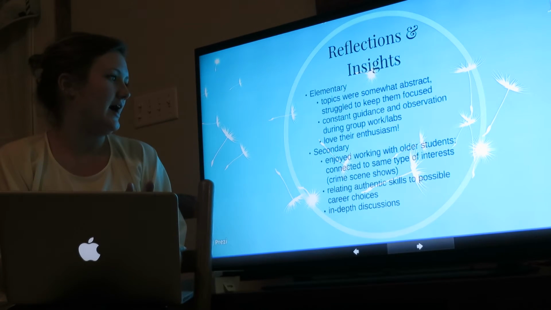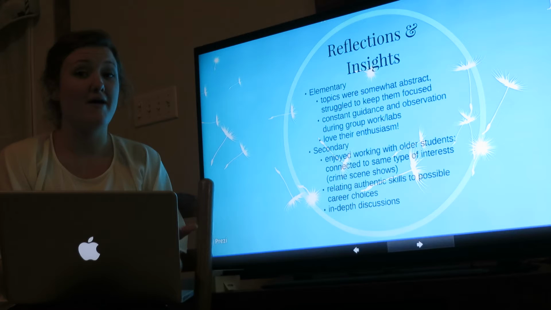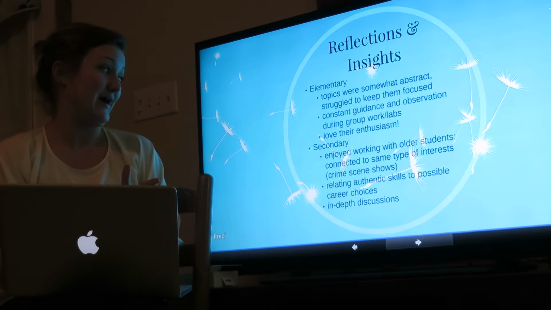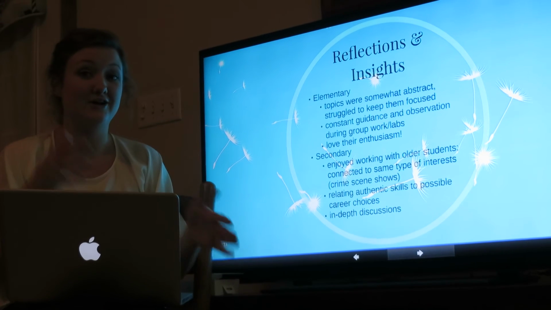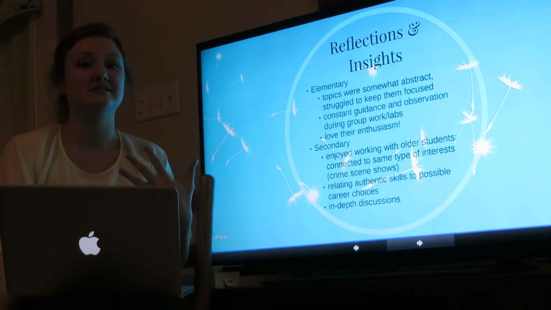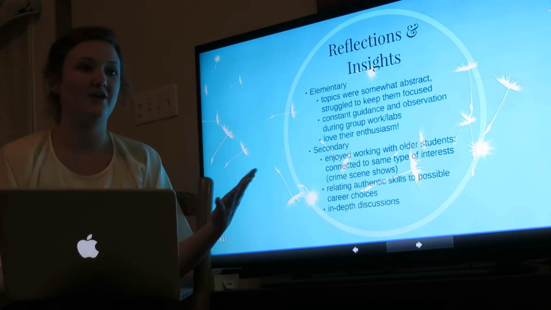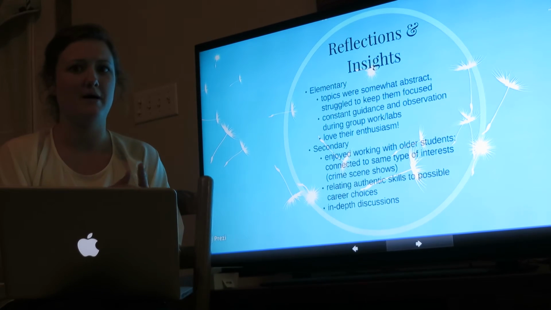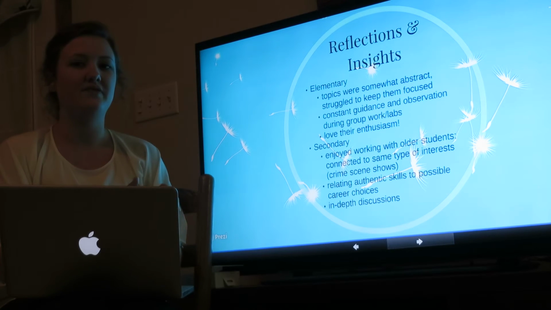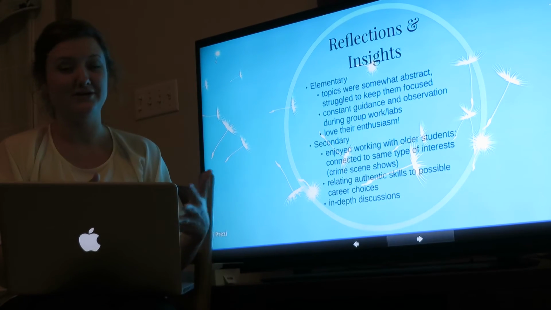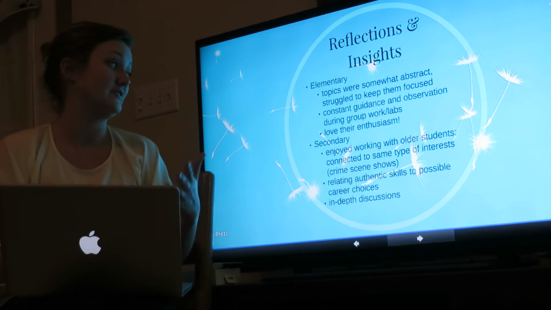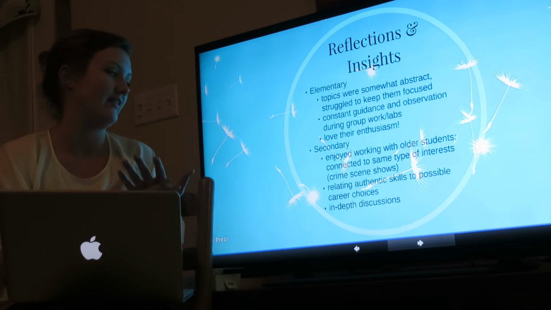The secondary level, I enjoyed working with older students. This is my first time ever being in high school and even at the secondary level at all. So that was definitely interesting. I'm not used to students that are taller than me. And they were connected to the same type of interests that I was. So it was very interesting and cool for me to talk to them about crime scene shows and fingerprinting. That's something that, at the elementary level, you're probably not going to be able to talk about with them, like CSI or Criminal Minds. So that was something really interesting. We could connect on that level.